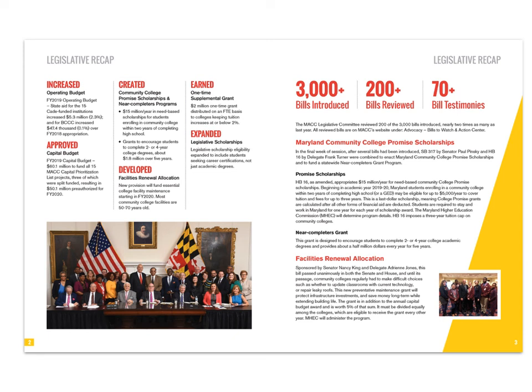Here's another use of color. On the right, anything that's an infographic that has numbers in it is in red, so it really jumps out from the other elements on the page. On the left, the words increased, approved, all those things are what the client really wanted to have jump out to the reader. That's why they are also in red.